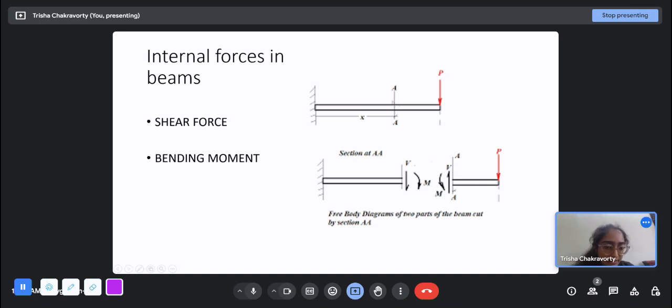so an equivalent moment has to be generated to keep this in equilibrium. And at this point also the force and moment have to be balanced. So on either side of the section, equal and opposite shear force and bending moment develop. This is how shear force and bending moment work.